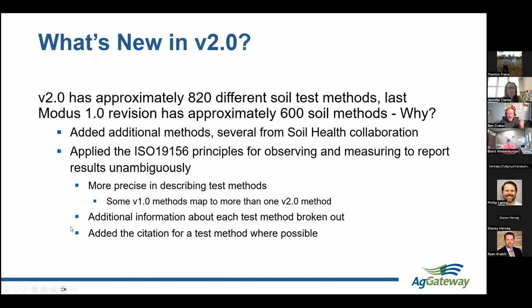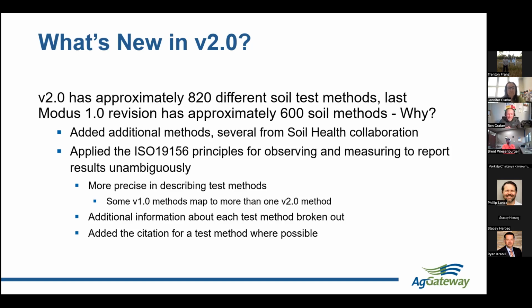But then looking specifically at the soil test list, we've got about 820 different test methods in there right now. That's up from 600 that was in MODIS 1. Some of that is just adding new stuff. As you know, some of the soil health stuff has become more interesting, and they've developed some new methods for analyzing carbon content and things like that. We've added a bunch of new methods.